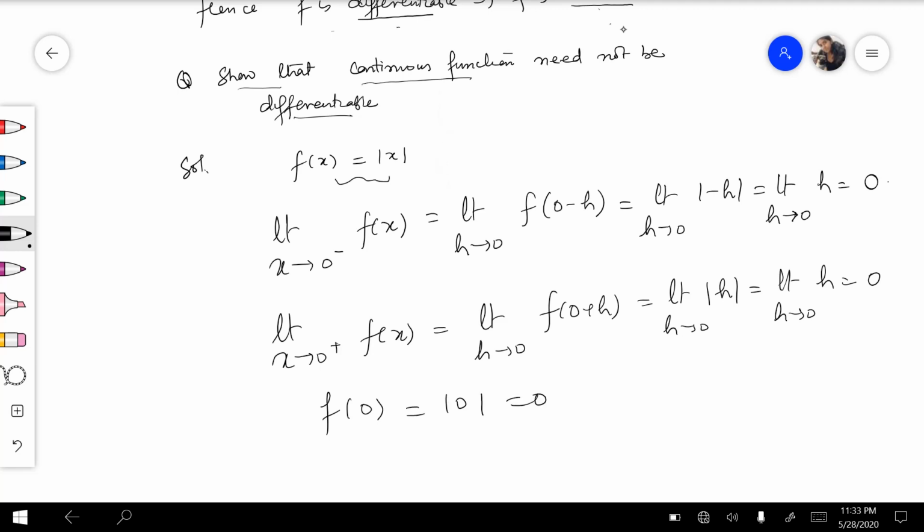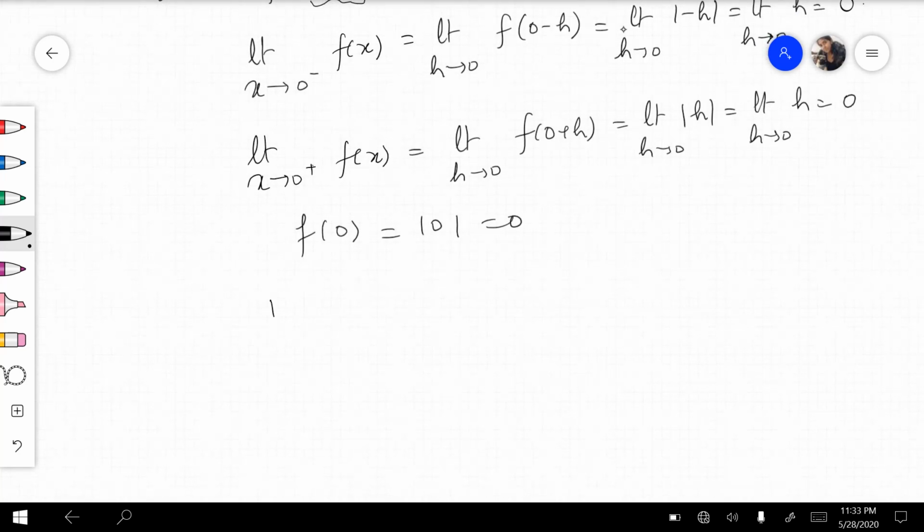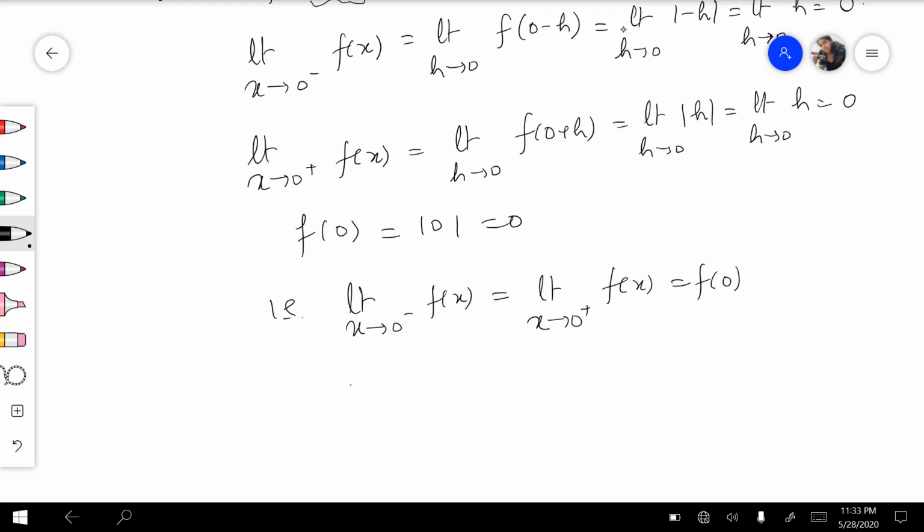That is, limit x approaches 0 negative of f(x) is equal to limit x goes to 0 plus of f(x) equals f(0), implies f is continuous at x equals 0.